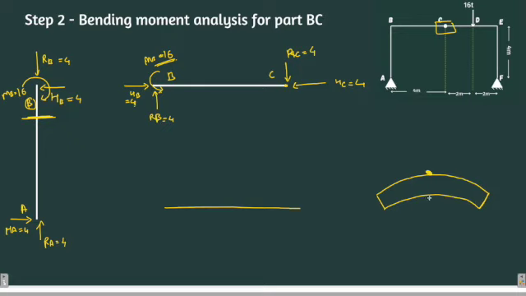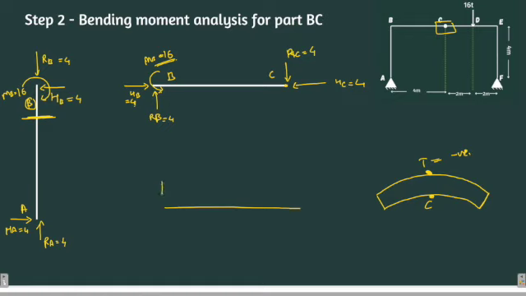If you want, you can draw the bending moment diagram for the compression side as well, but you must specify that you are drawing the bending moment diagram for the inner portion of the beam and what sign convention you are using. Like for tension side, I am using it as negative. The bending moment is negative for tension. This is the sign convention which I am taking.